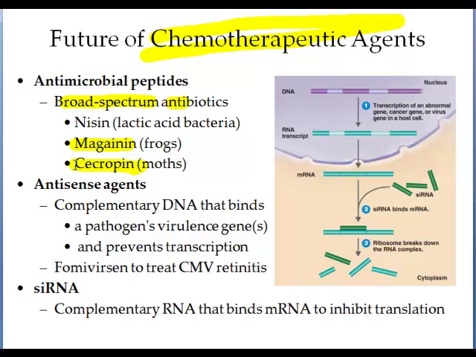Another new approach is the use of short synthetic strands of DNA, which are called antisense agents, and they will bind to a pathogen's virulence genes and thus prevent transcription. An example of that is fomivirsen, which is used to treat CMV.